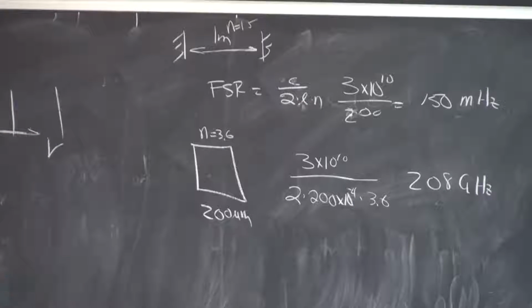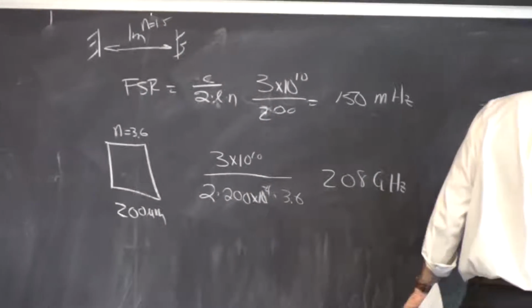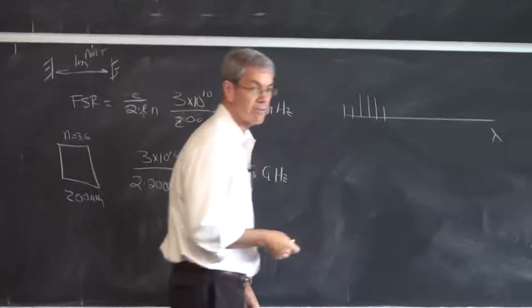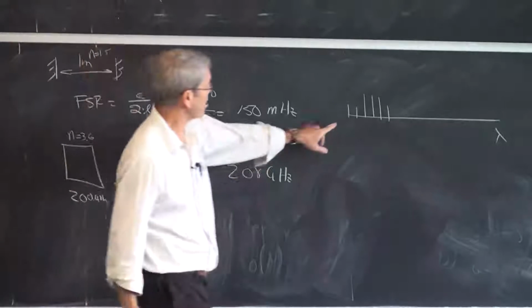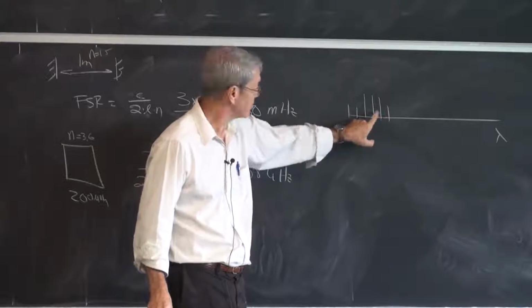So that's one of the first things you see about a laser. When you turn a laser on and you look at its spectrum, this can be wavelength or frequency, you'll see a number of specific lines, and the spacing between the lines is going to be the FSR. So it's going to be discretes, a bunch of discretes.